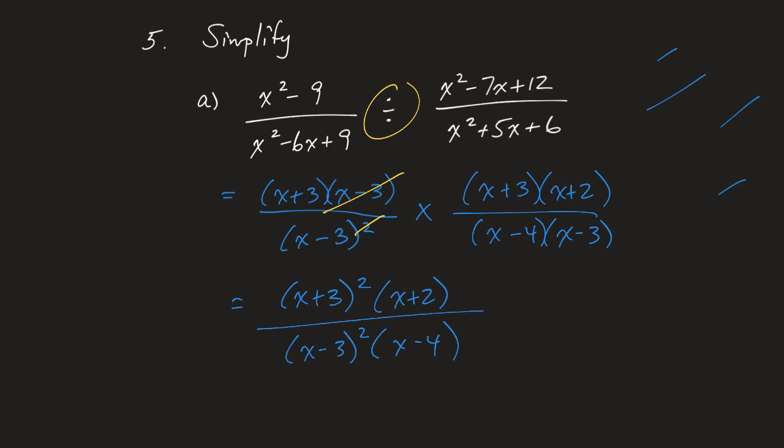I am done. The only thing I had to remember, tack on your good old restrictions. I know that x cannot equal 3, 4, or negative 2 to have that expression be the same value as its original expression. Okay, there we go. Hopefully not too bad. Okay, I'm going to leave you with the last one.